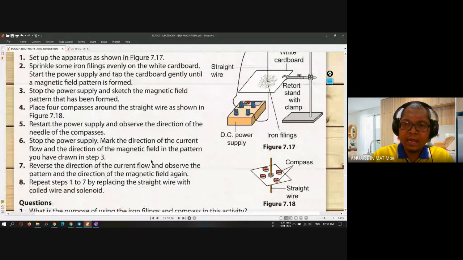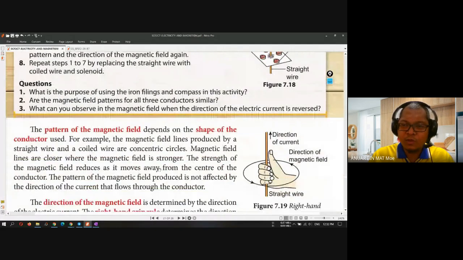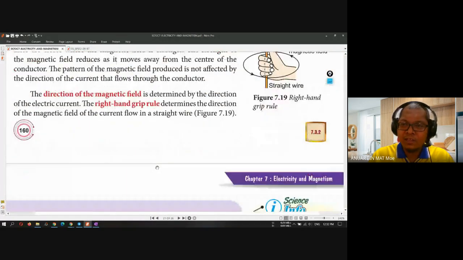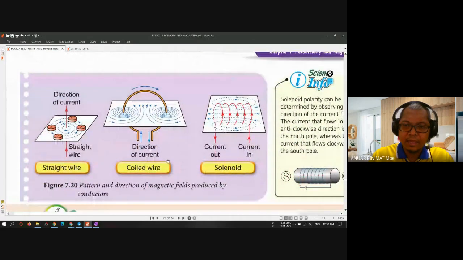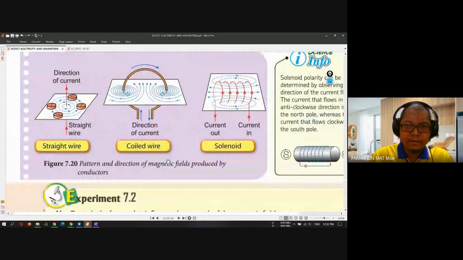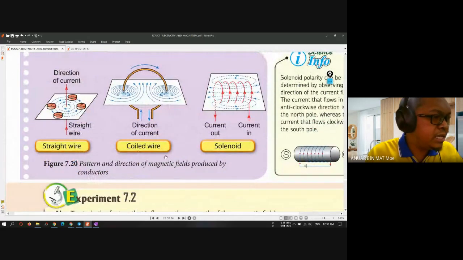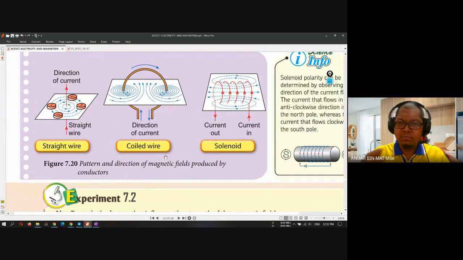When we have the time, I don't know whether we have the time or not. I will show you when we go back to the school, yeah? But you must understand this first. There is an experiment actually here, but I just tell you the theory first.